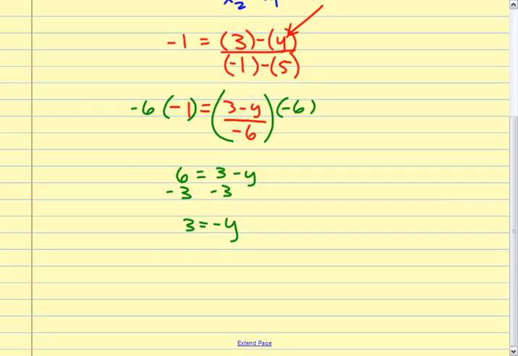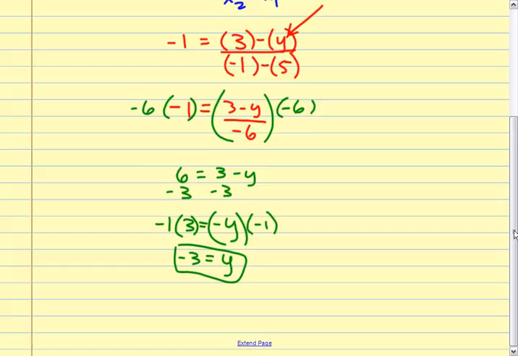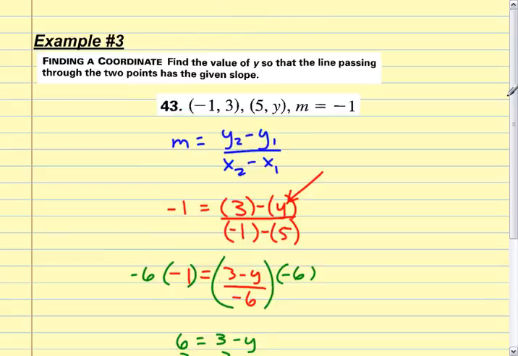And then you multiply by -1. Or divide by -1. Either way, and you get -3 equals y. Exactly. So that means the point that we started with up here needs to be 5, -3, so that the slope between this one and this one equals -1.